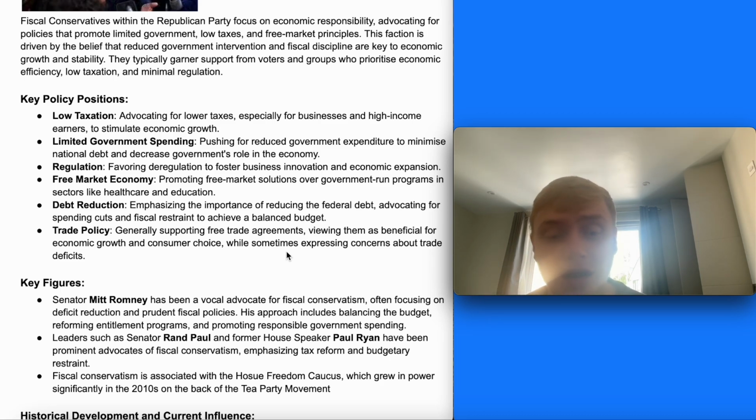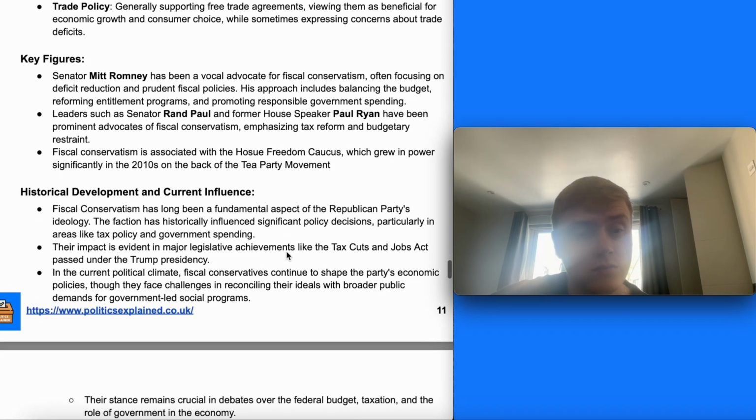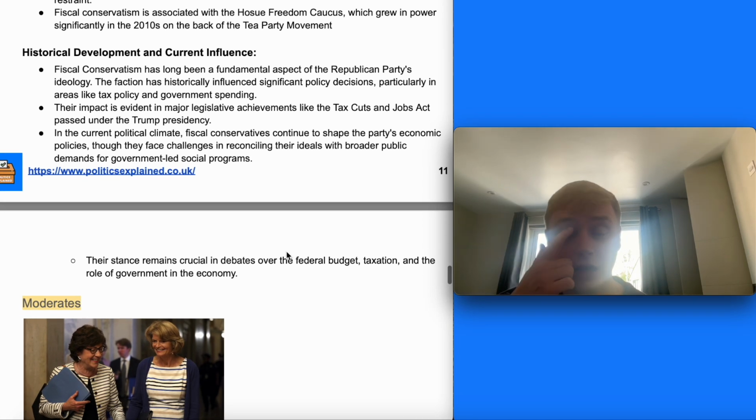Leaders such as Senator Rand Paul and former House Speaker Paul Ryan have been prominent advocates for fiscal conservatism, emphasising tax reform and budgetary restraint. And fiscal conservatism is associated with the House Freedom Caucus, which grew in power significantly in the 2010s on the back of the Tea Party movement. Fiscal conservatism has long been a key aspect of Republican Party ideology. It has historically influenced key party decisions, and its impact can be seen in later legislative achievements like the Tax Cuts and Jobs Act passed under Trump.